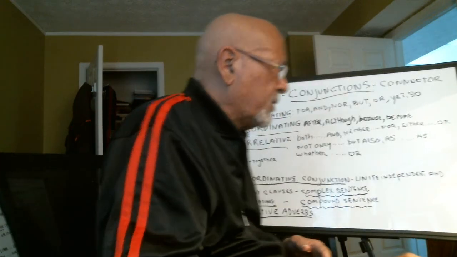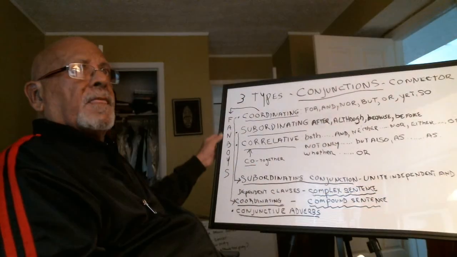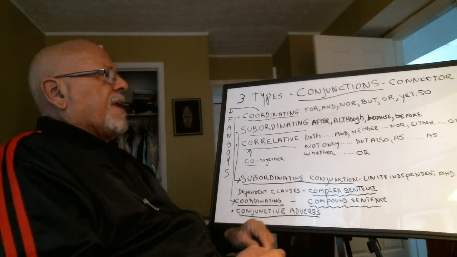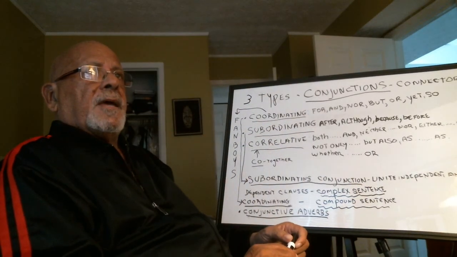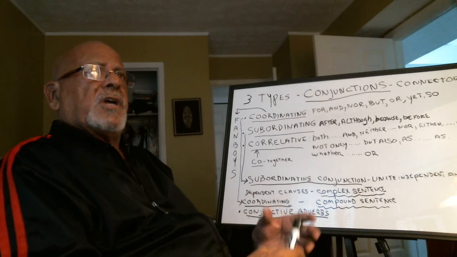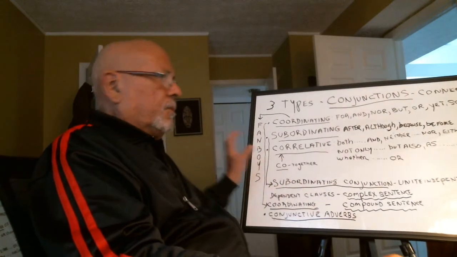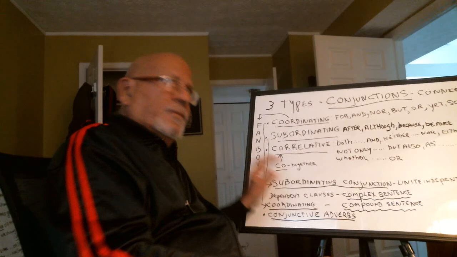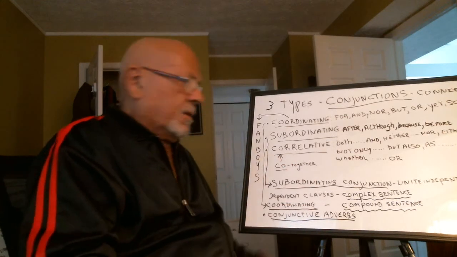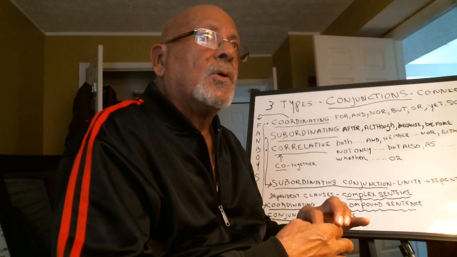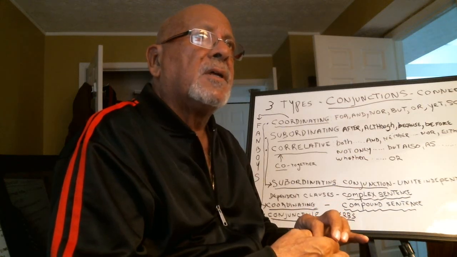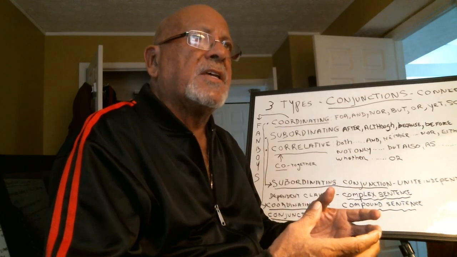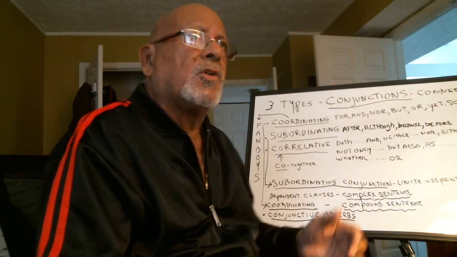So let's look at conjunctions. There's 3 types of conjunctions. And what do conjunctions do? They connect words, phrases, and sentences or independent clauses together.